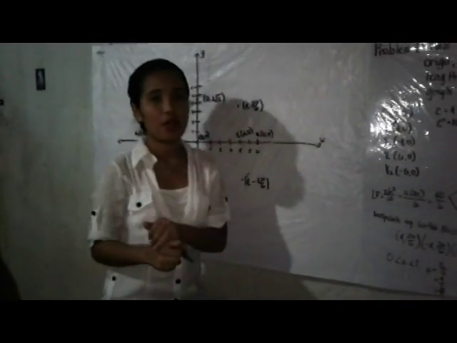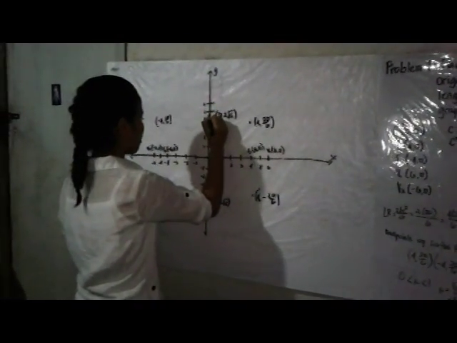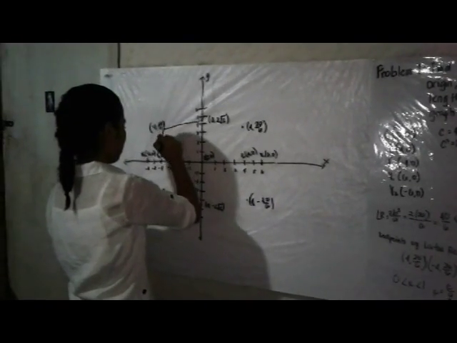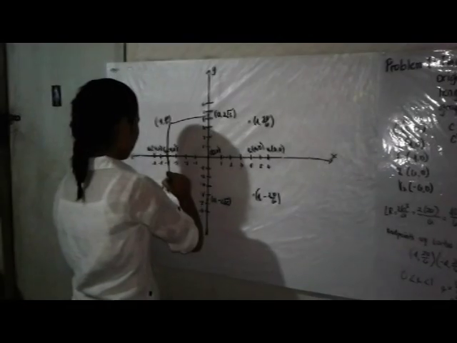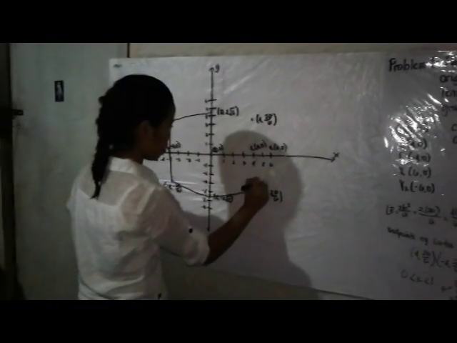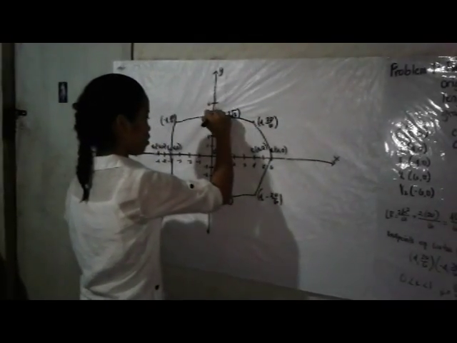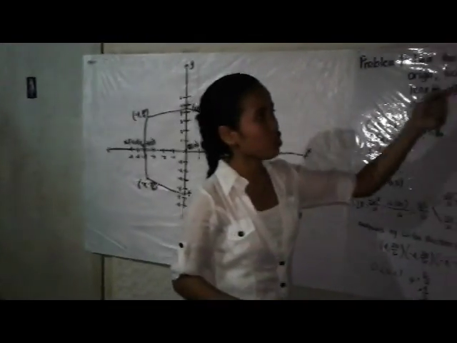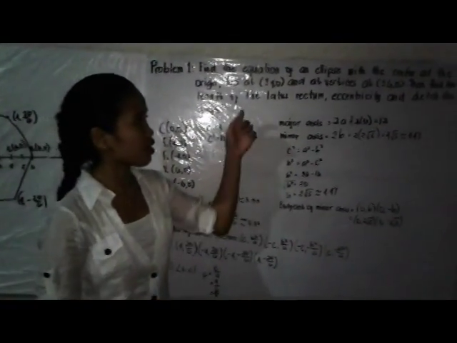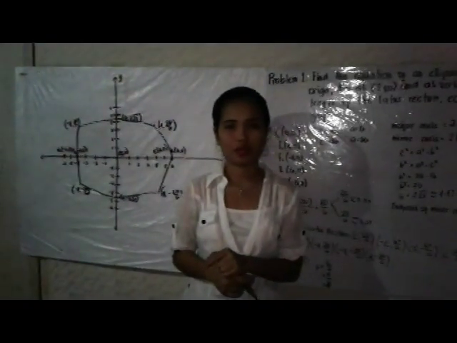And now we have to connect the points of our ellipse. And this is now the equation of an ellipse with a center at the origin, foci at positive and negative 4, 0, and vertices at positive and negative 6, 0.